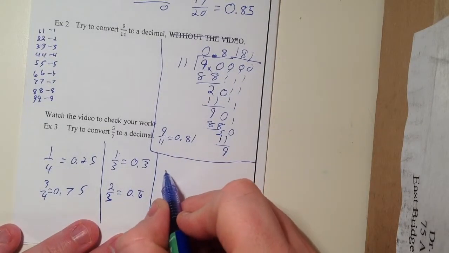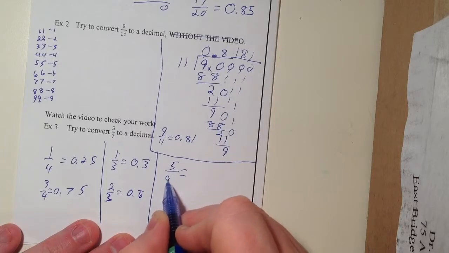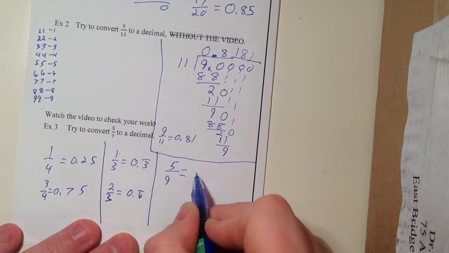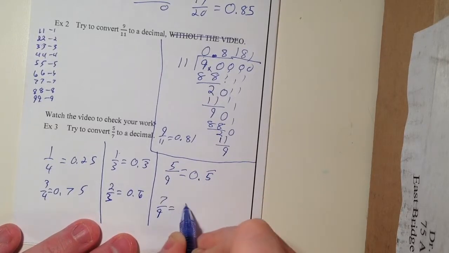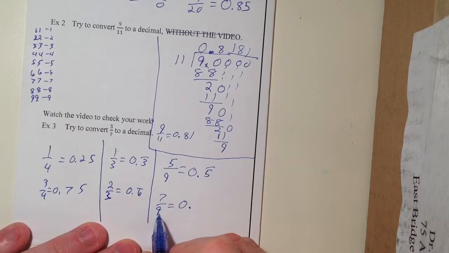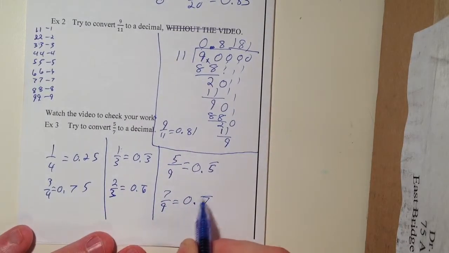A couple other quick ones. Anything over 9. 5 over 9. All right, you see 5 over 9, anything with 9 in the denominator is going to be the top number, the numerator, repeated. So 0.5 repeating. 7 over 9 is going to be 0. Take a guess. Take a guess. No, not 4. Listen. So if not 9, it's 7. So it's 7 repeating. All right, so 0.7 repeating.